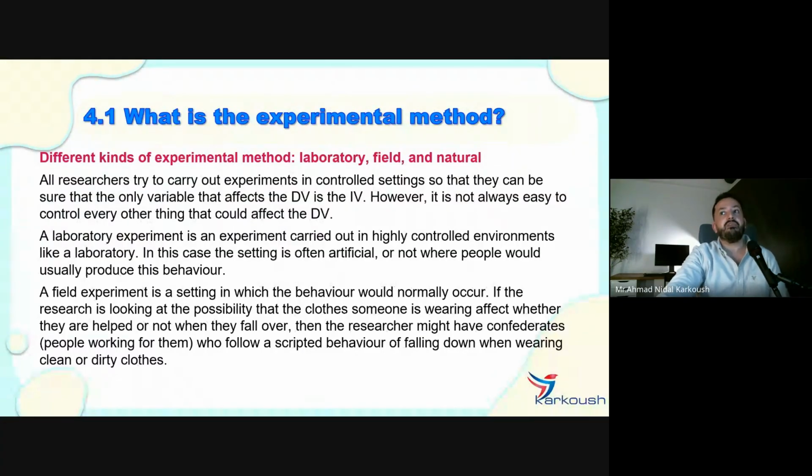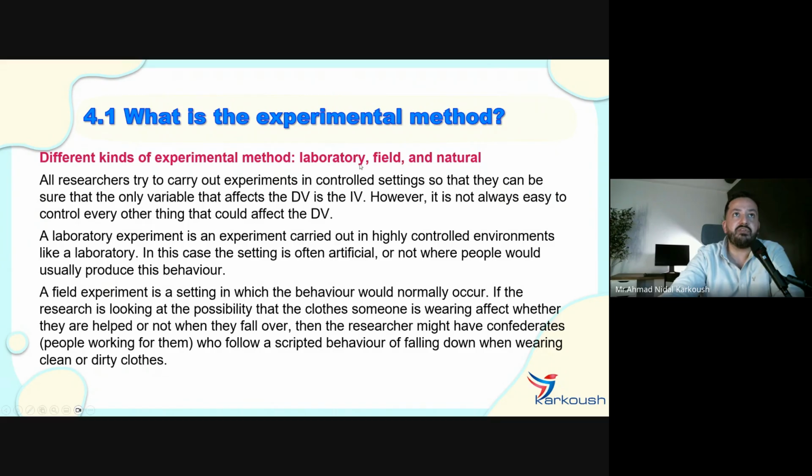Now, there are 3 different ways to actually conduct an experiment. We have the lab, we have the field, and we have the natural one. Now, a field experiment is a setting in which the behavior would normally happen. So if the research is looking at the possibility that the clothes someone is wearing affect whether they are helped or not, and this was the football supporter study, then the researcher might have confederates, actors, people working for them who follow a scripted behavior of falling down when wearing clean or dirty clothes, like the subway one.